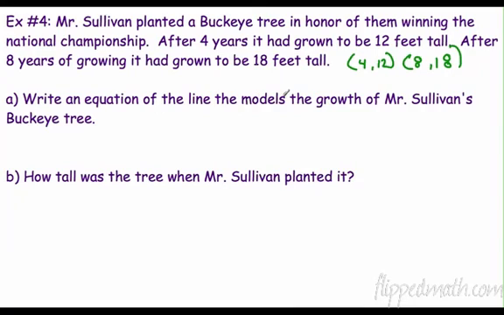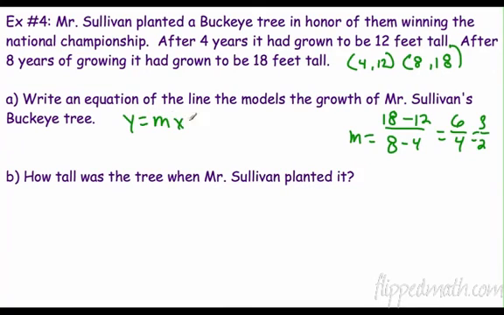Okay? So now I can do everything I need. Can I find my slope? Sure. y2 minus y1, 18 minus 12, over x2 minus x1, 8 minus 4. So that's 6 over 4, which reduces to 3 halves. So we know my m is 3/2. Plug it into our equation. What's that equation again, Mr. Kelly? y equals mx plus b.